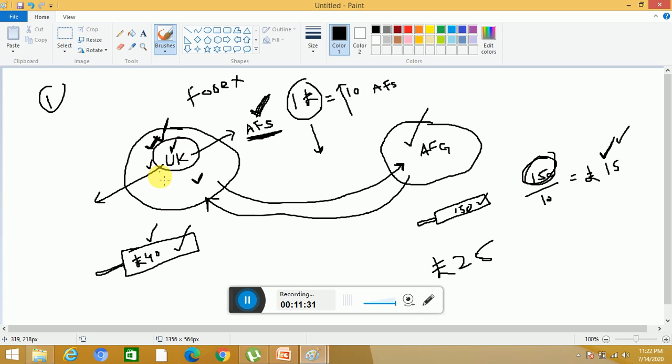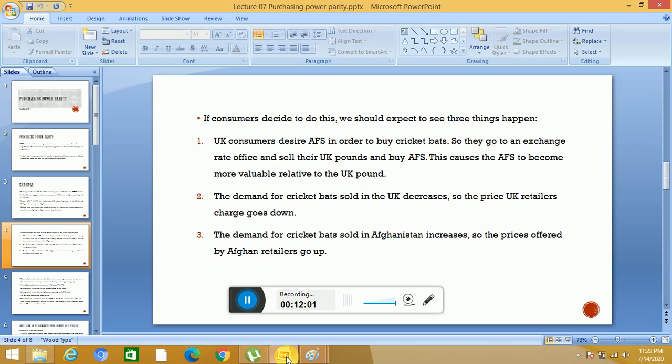Why? People are not purchasing here in the UK. They are going to Afghanistan to buy cricket bats. When they are going to Afghanistan, here the demand for cricket bats at 40 pounds, its price is 40 pounds. People will not buy it here in the UK. So the demand for cricket bats in the UK will decrease. This is the second thing, that the demand for cricket bats in the UK will decrease.